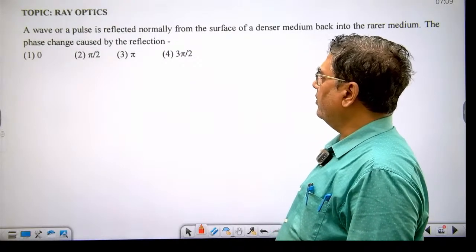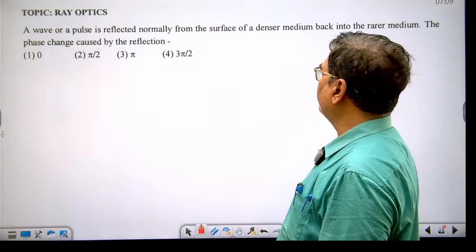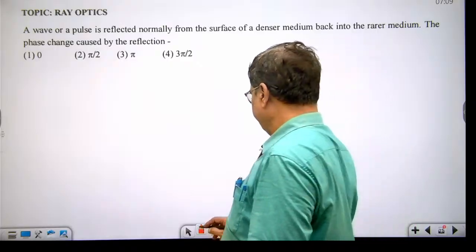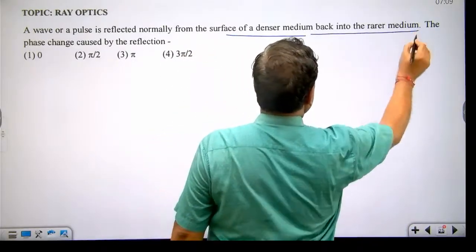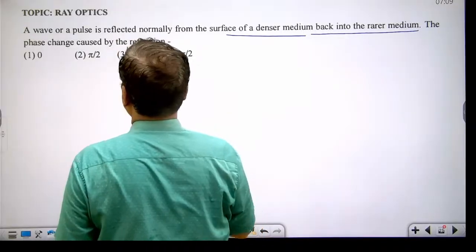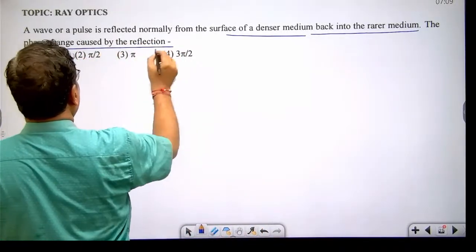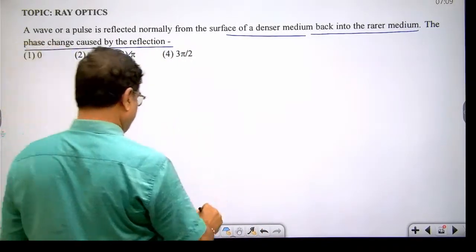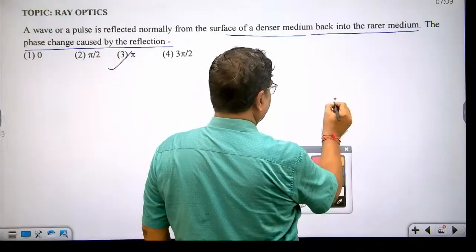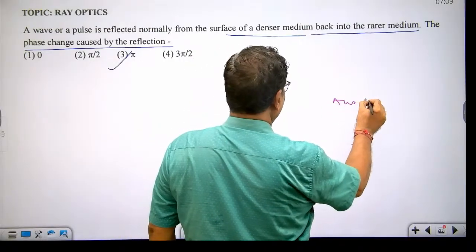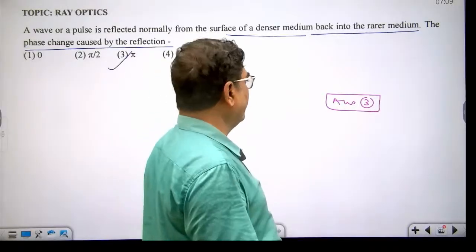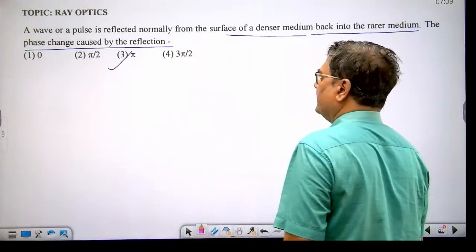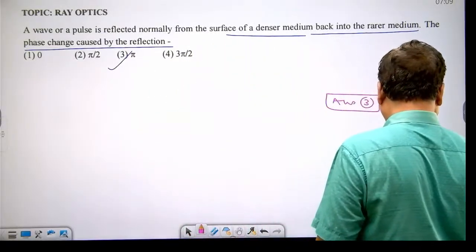A wave or a pulse is reflected normally from the surface of a denser medium back into the rarer medium. What is the phase change on reflection? The answer to the given question is option 3, that is phase change of pi will take place. Whenever any ray or wave gets reflected from a denser surface, a phase change of pi takes place. So option 3 is the correct answer.